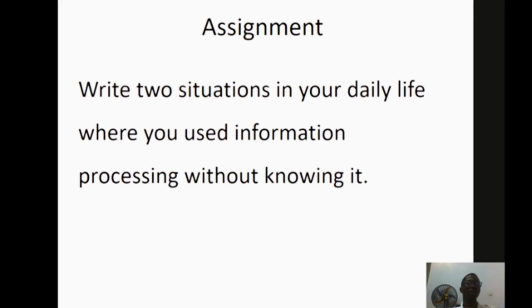The question is: write 2 situations in your daily life where you used information processing without knowing it. It's not that hard. All you need to do is think of a time in your life where you used information processing without knowing, because we do it most of the time without knowing, to make a decision. So just think of 2 such situations.